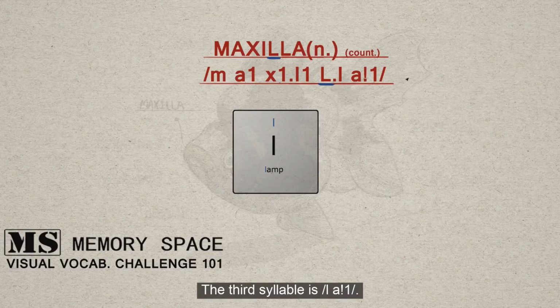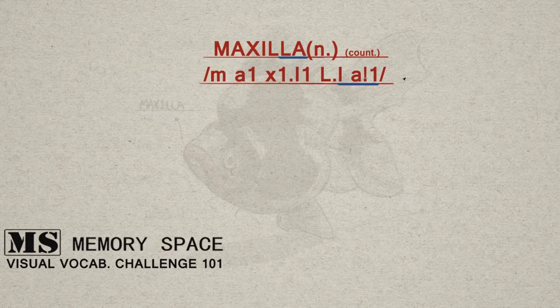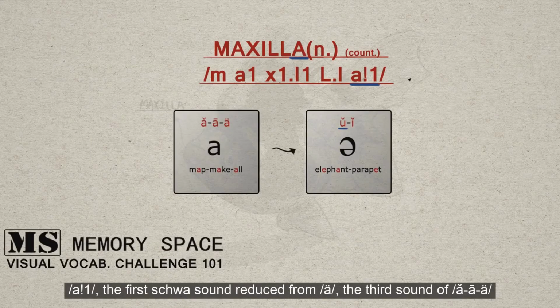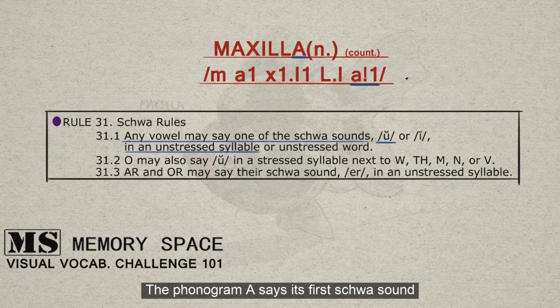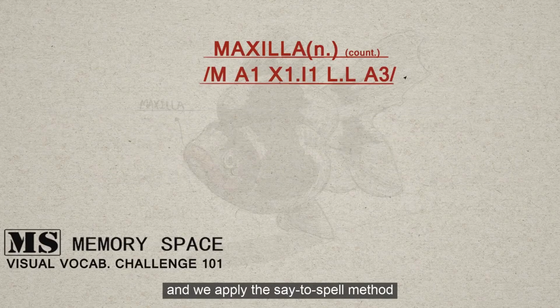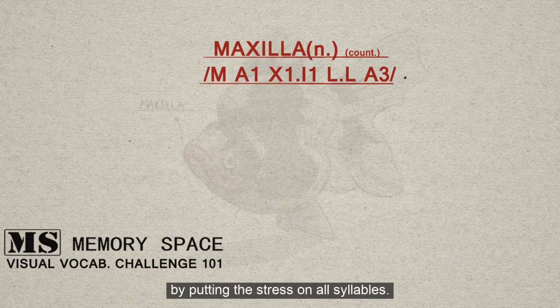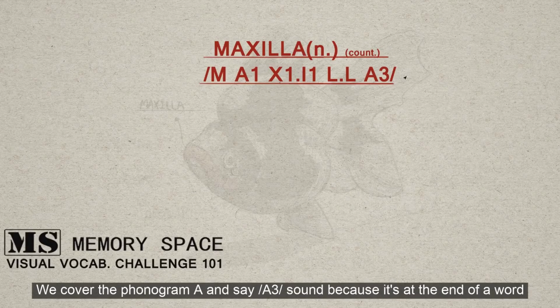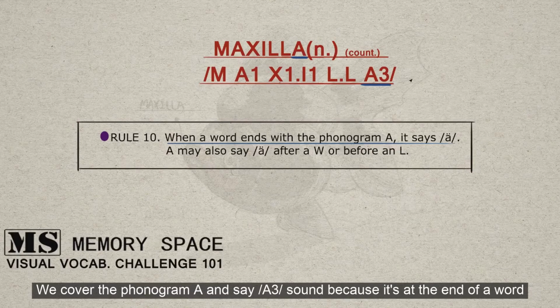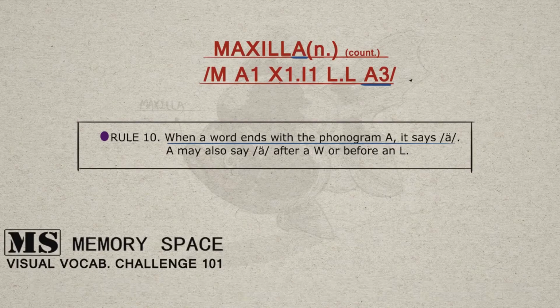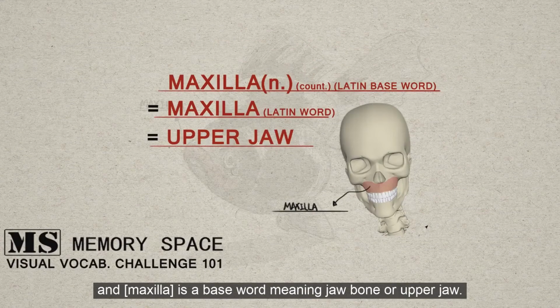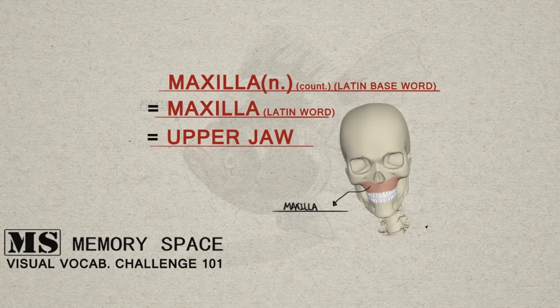The third syllable is la. The first schwa sound reduced from A. The phonogram A says its first schwa sound because it's in an unstressed syllable. And we apply the say to spell method and say maxilla for the spelling purpose by putting the stress on all syllables. We recover the phonogram A and say its sound because it's at the end of a word. The maxilla is a base word meaning jawbone or upper jaw.